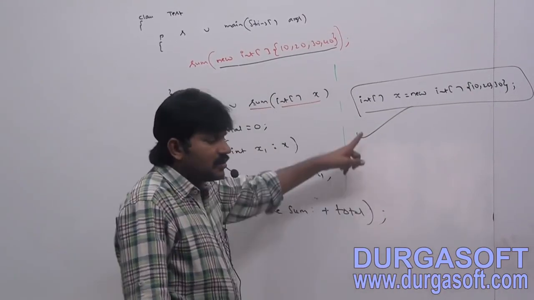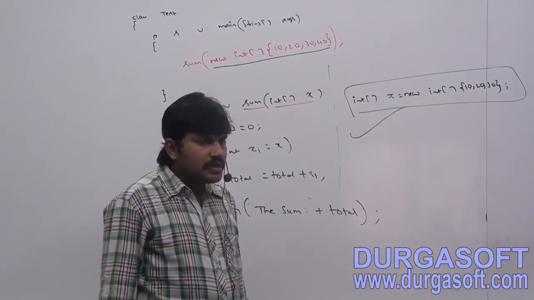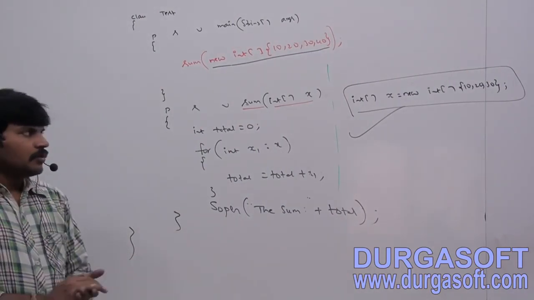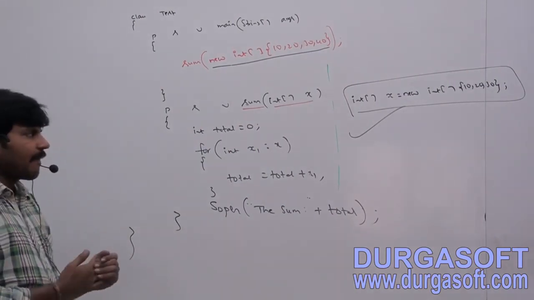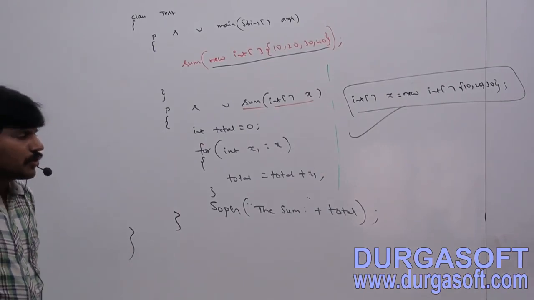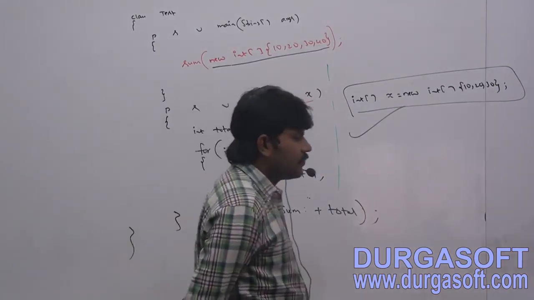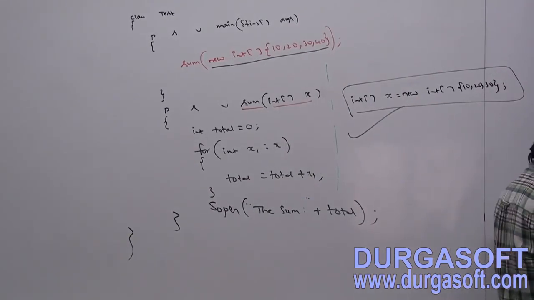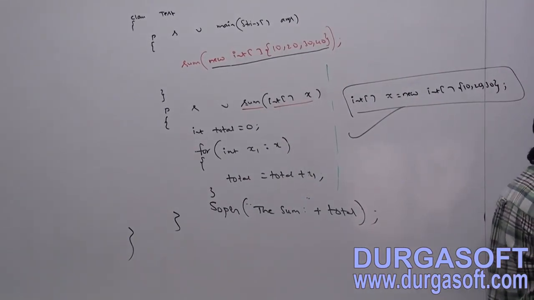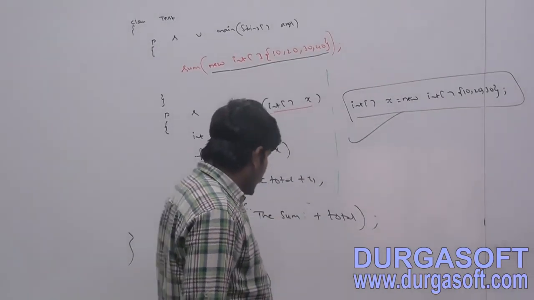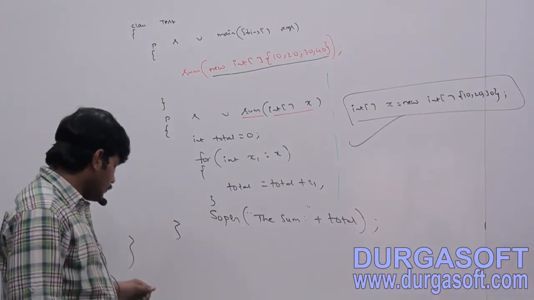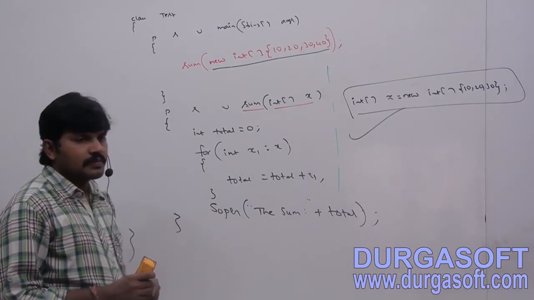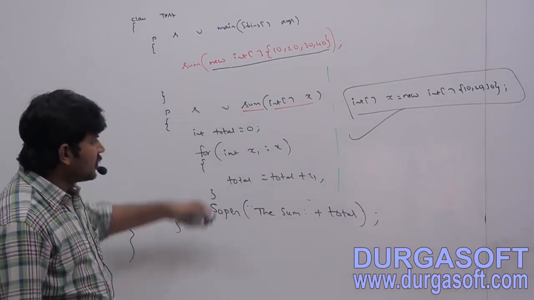Okay, take this example: int array x is equal to new int array of 10, 20, 30. I hope that is clear, right? Now take this example.